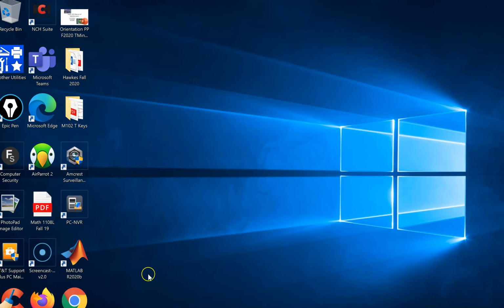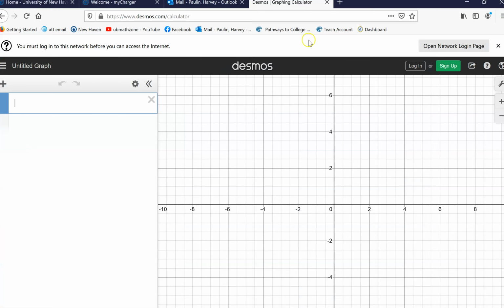All right, what I'm going to show you here is how we can use Desmos to help you factor things and find the zeros and then graph quadratic equations as sort of a check on what we're doing.